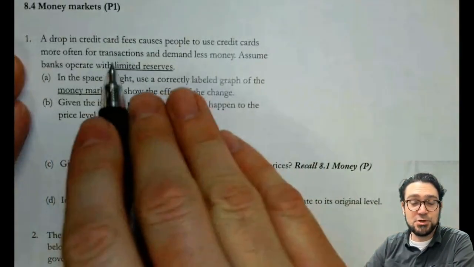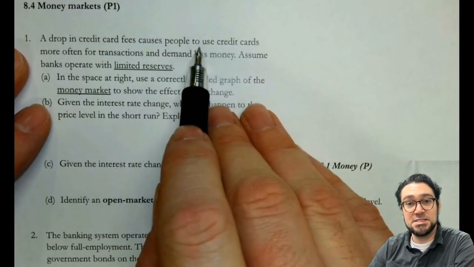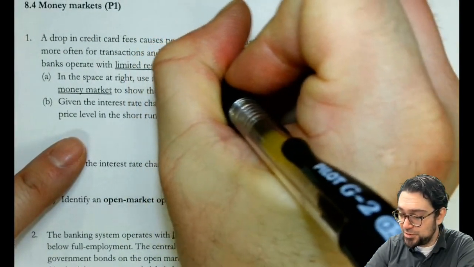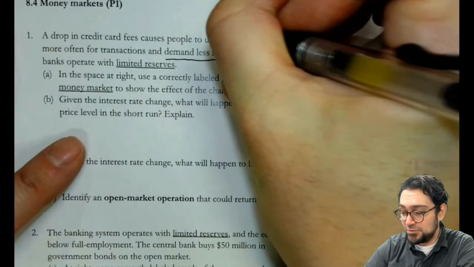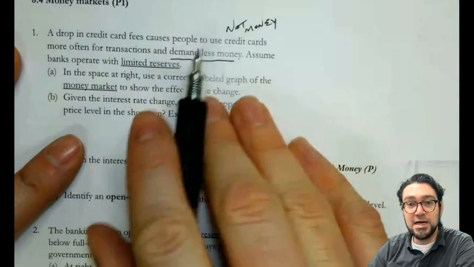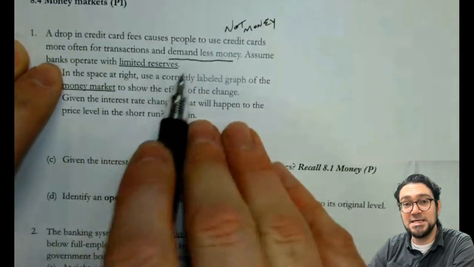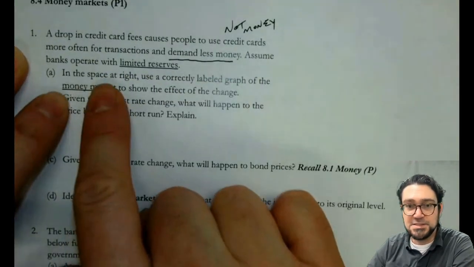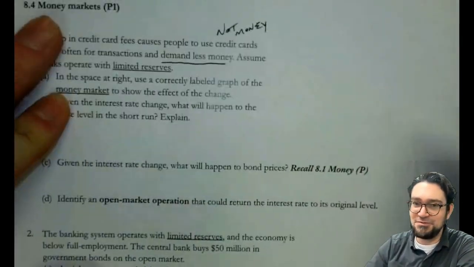Okay, so the first question says a drop in credit card fees causes people to use credit cards more often for transactions and demand less money. So the key part here is going to be demand less money, right? Credit cards are not money, and so people are basically using credit cards instead of money. And it says banks operate with limited reserves, so this probably keys me in. We're going to be drawing the money market. In the space at right, use the regular money market to show the effect of the change.